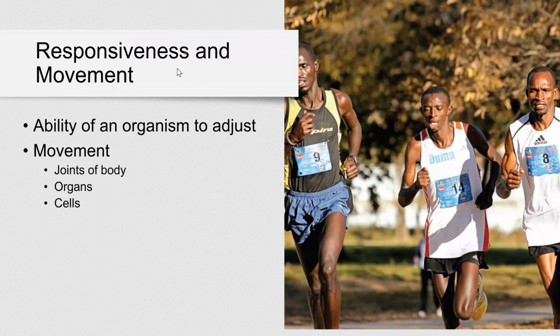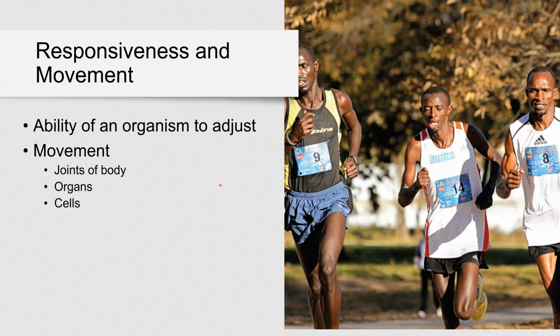Okay, another function is responsiveness and movement. Responsiveness is the ability of an organism to adjust. We have the whole range of responses when the internal or external environment is changing. So what does it mean, your ability to adjust and respond? For example, if somebody is throwing something towards your face, you're going to cover your face, right? That's your response. Or you can maybe jump away, right? That's your whole body responding to some external stimulus, like a ball approaching your face.